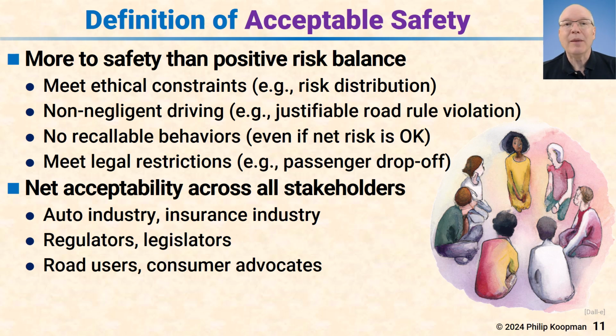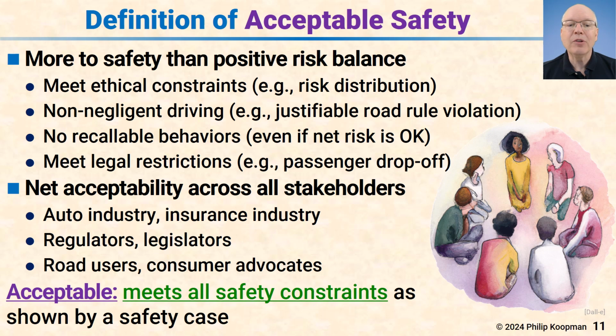But what do we mean by acceptably safe? We say acceptably safe. Acceptable to whom? And the answer is kind of to everybody. The auto industry and the insurance industry definitely have opinions about what is acceptable, but theirs are very financially driven. Regulators and legislators want to encourage innovation without stifling it, but they have some expectations that their constituents will be kept safe. And road users and consumer advocates also have things to say. It should not be that the car makers make all the decisions and just deploy the technology. To get acceptable safety, you need input from all these stakeholders. That's a social and political process to be sure, but it's what we need to do. So acceptable is meets all safety constraints as shown by a safety case.